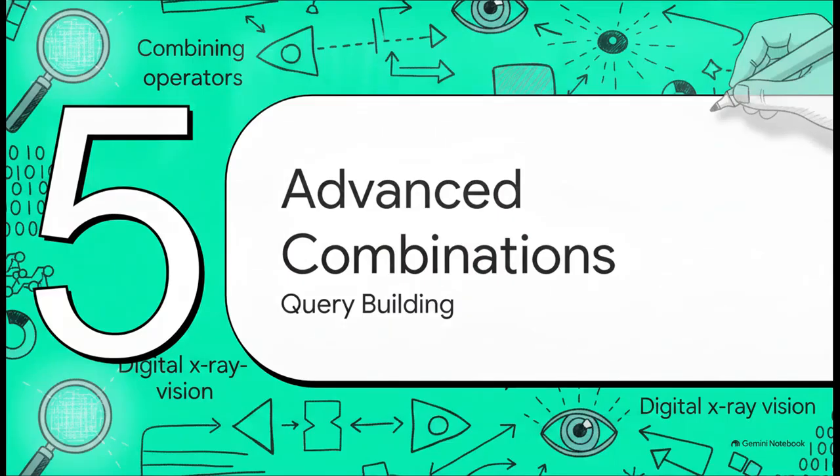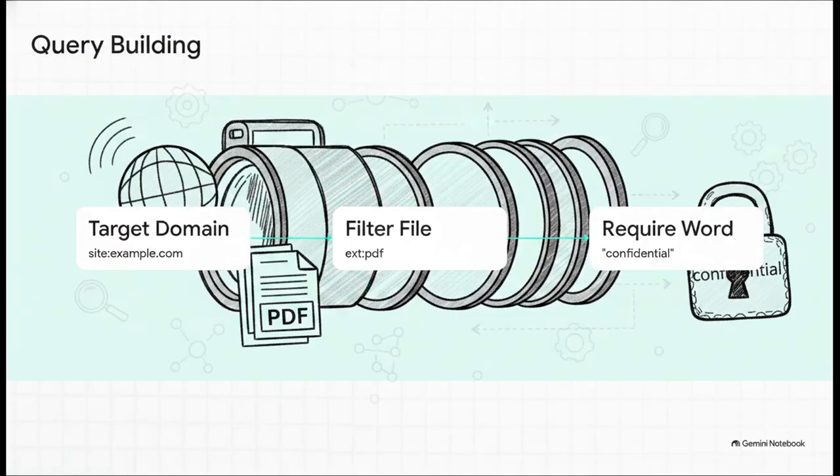Section 5. Advanced OSINT Combinations. Knowing the individual operators is great, but chaining them together? That's where you truly unlock your digital X-ray vision. I like to think of query building like stacking highly specific physical filters on a camera lens. Step 1. We set the boundary, site:example.com. Boom, we are now only searching within one specific domain.